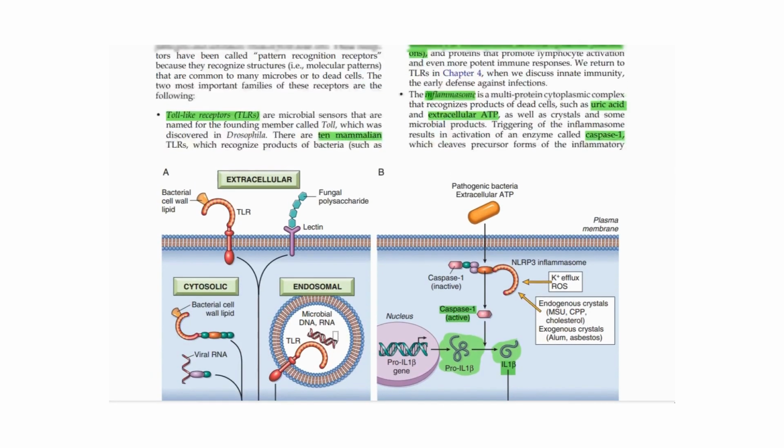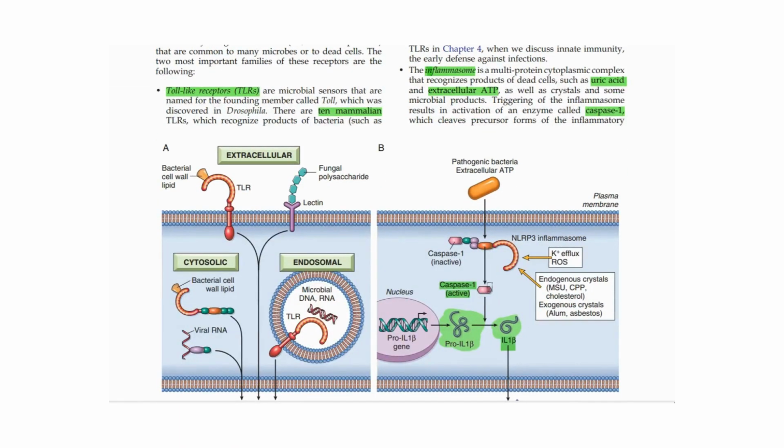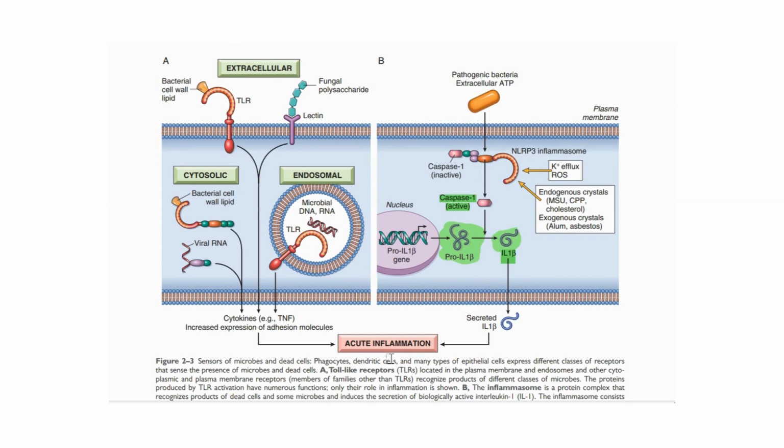Then we have the second kind of receptor, the inflammasome. Here is a toll-like receptor, which is present on the membrane as well as on the endosomal membrane. And here is the inflammasome, which is present freely in the cytoplasm and is not associated with the membranes. It is a multi-protein cytoplasmic complex, and triggering of the inflammasome leads to the activation of caspase 1. Activated caspase 1 will convert pro-interleukin 1, the inactive form of interleukin 1, into interleukin 1 beta, the active form, and this interleukin 1 beta causes acute inflammation.